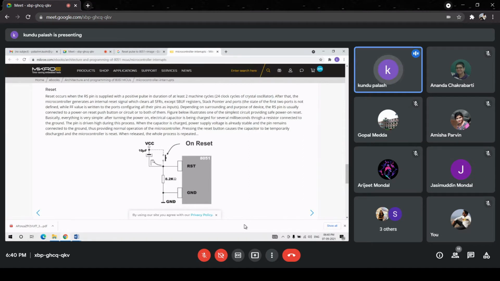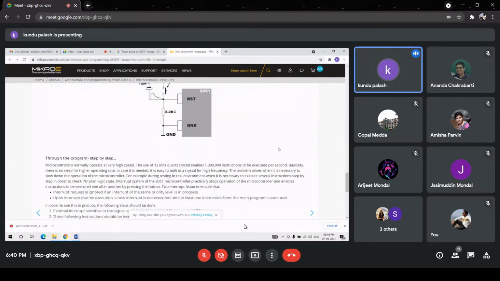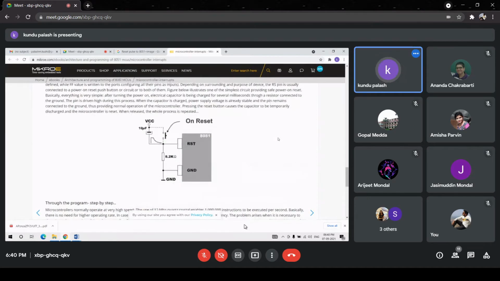If the duration of the reset pulse is less than the prescribed time limit, then proper resetting will not occur. So that is possible. That is true or valid for every microcontroller or microprocessor. So a proper reset signal must be applied across the reset pin.